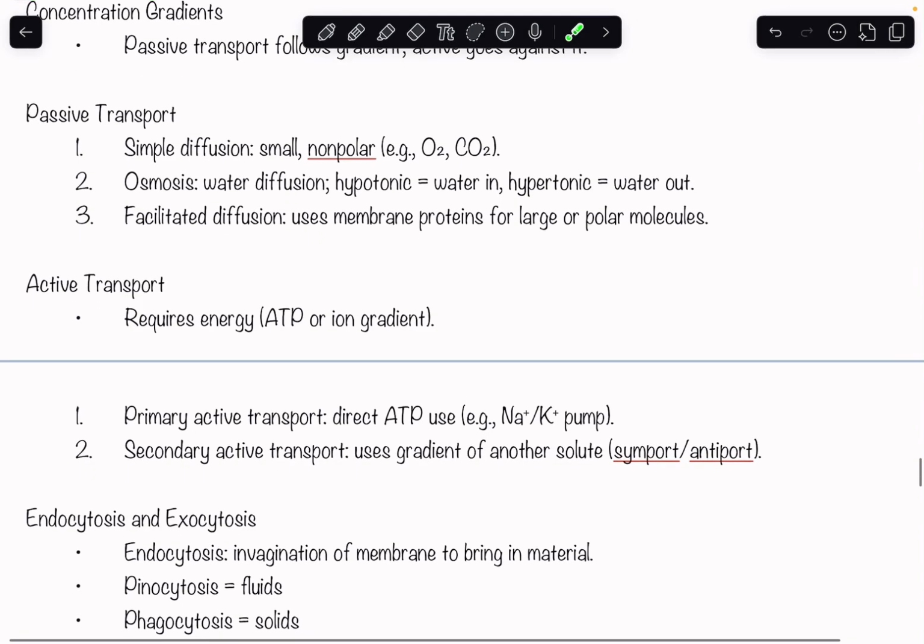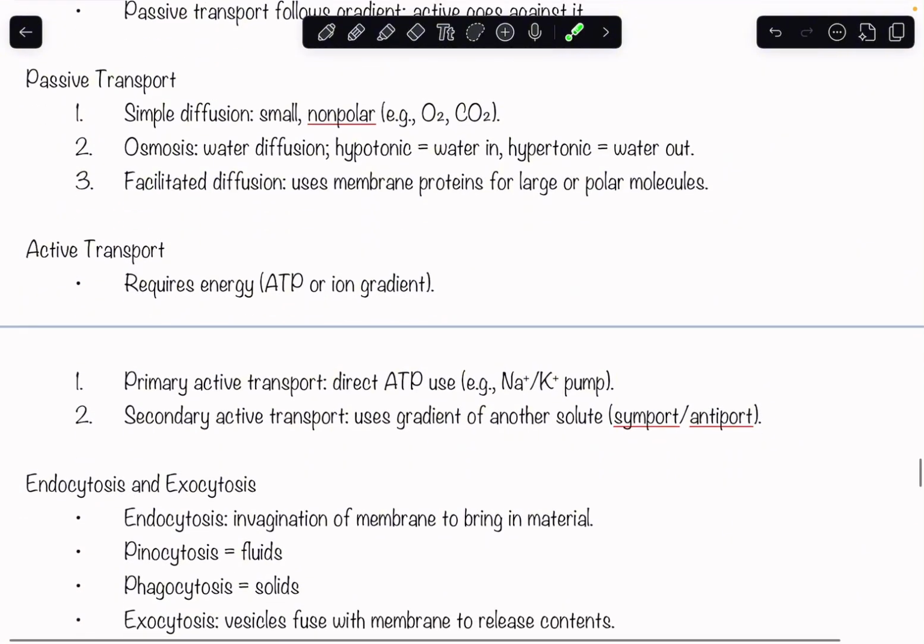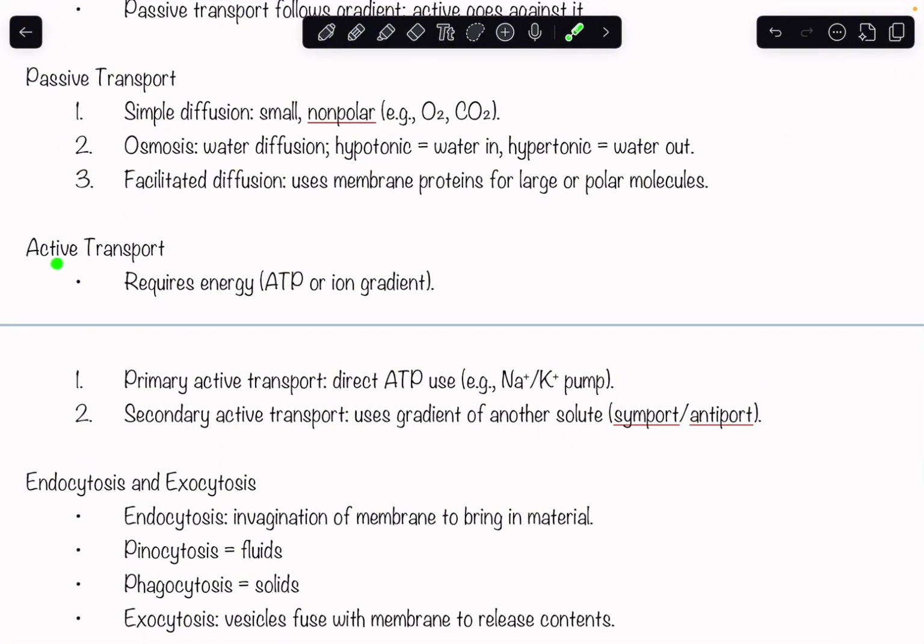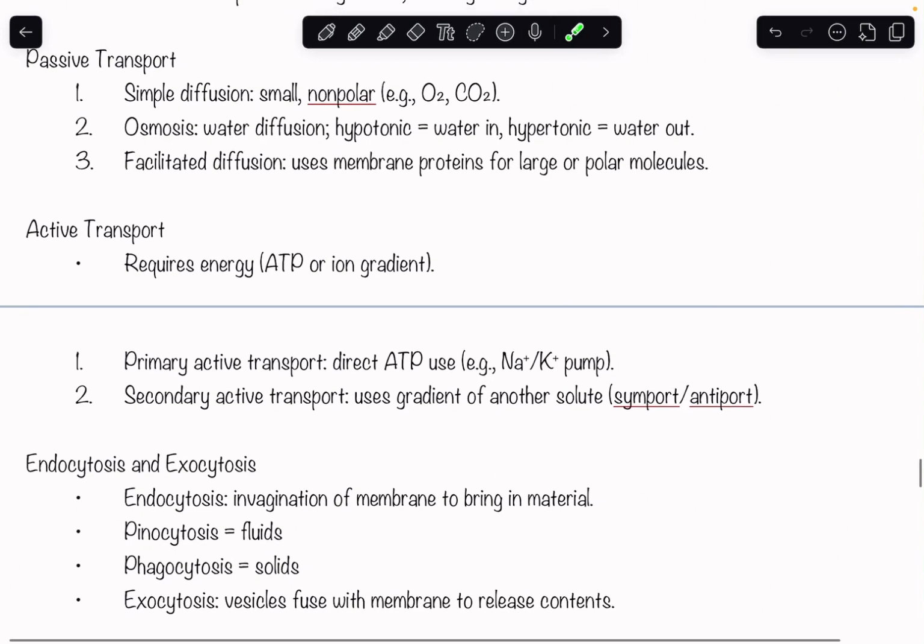Okay? And a lot of people, aka me, get confused with why facilitated diffusion isn't active transport. And that is because when you have active transport, you require ATP for energy. So in facilitated diffusion, you're not using ATP, nor do you have an ion gradient.